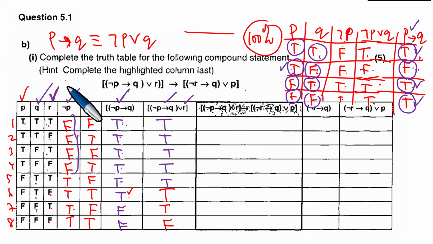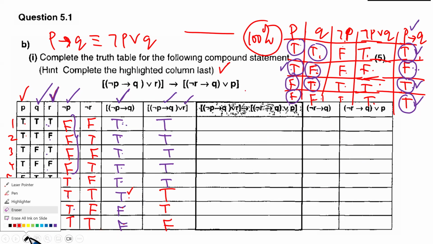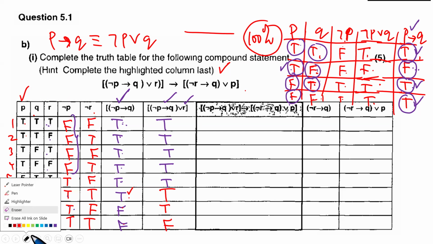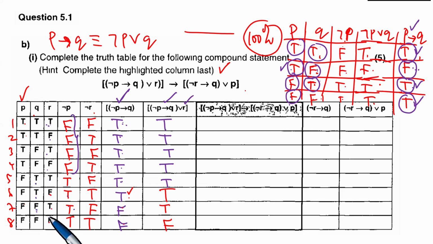This one we're going to do at the end. Hint: complete the highlighted column last, because there's a lot of things to do. Now we're going to do this particular column. In this column, we take not R implies Q. Not R implies Q, so you must remember that. To make sure we don't get confused and make mistakes, I want us to mark this a little bit. So, not R, Q, these two.